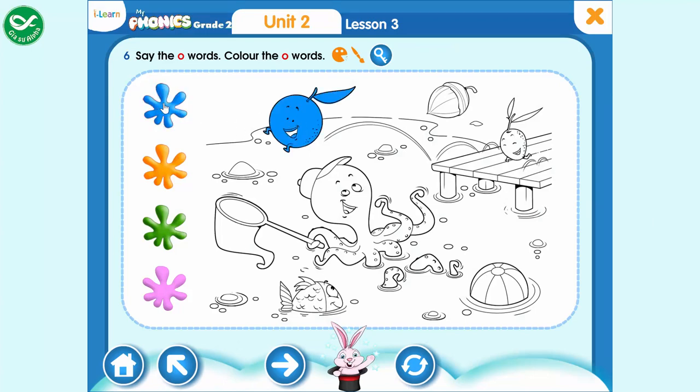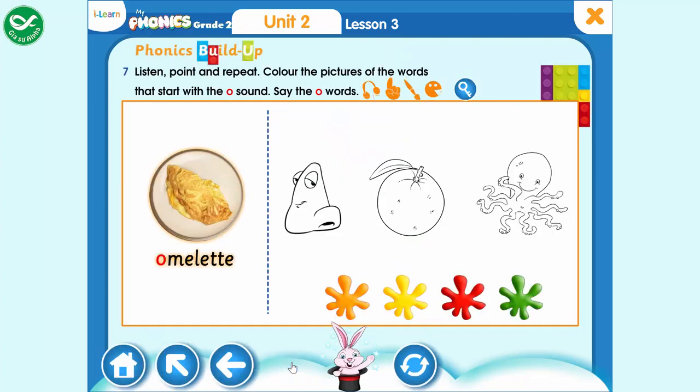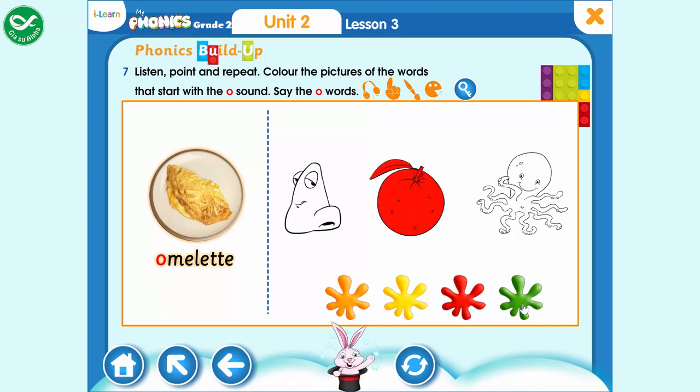Orange. Octopus. Olive. Omelette, orange, octopus.